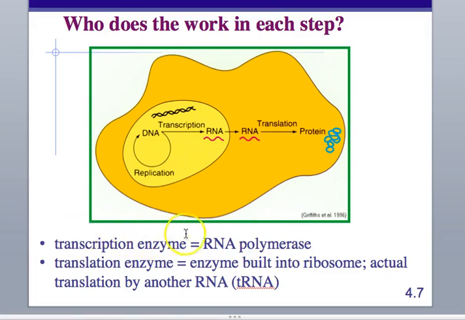In the transcription step, we have an enzyme called RNA polymerase. In the translation step, there's an enzyme built into the ribosome itself. And part of that ribosomal enzyme activity is actually being done by a different flavor of RNA, which is called transfer RNA.